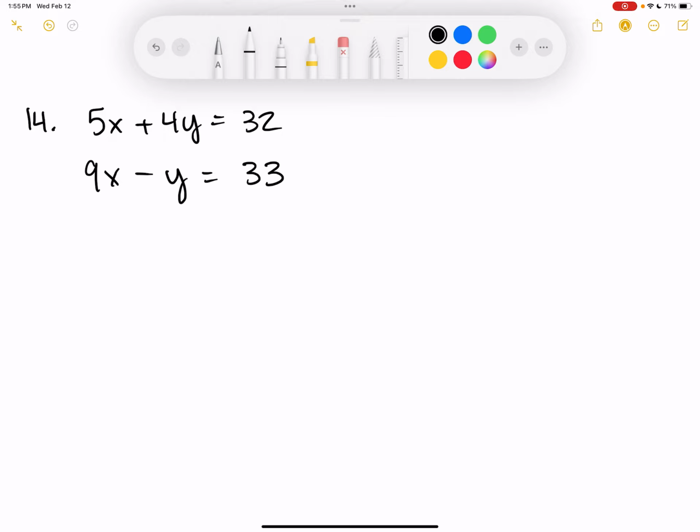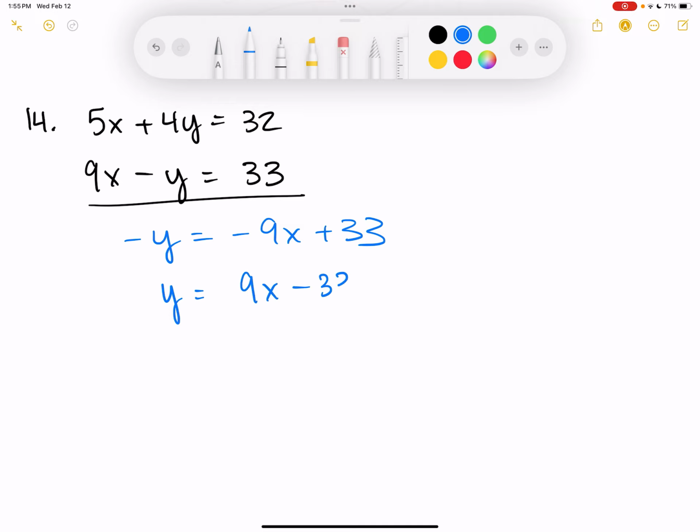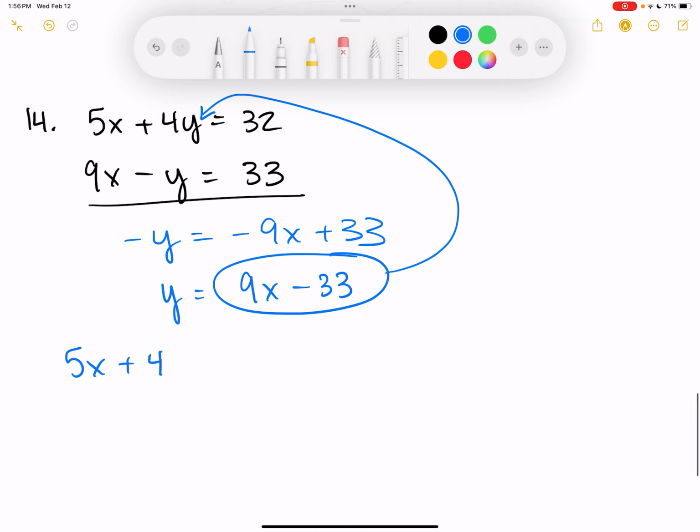How do I get y by itself in this equation? Subtract 9x. So, negative y equals negative 9x plus 33. Now what? Divide by the negative. And what do I get? y equals 9x minus 33. Yep. So now I have to plug that in up here for that one. So 5x plus 4 times 9x minus 33 equals 32.